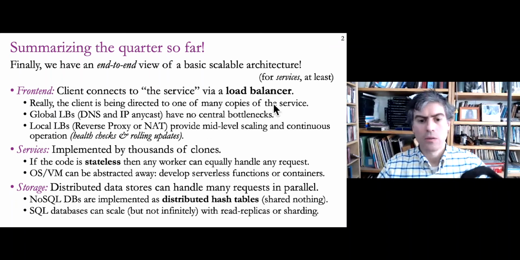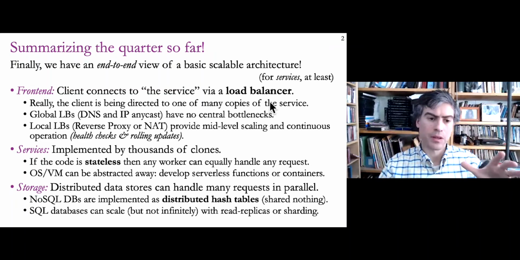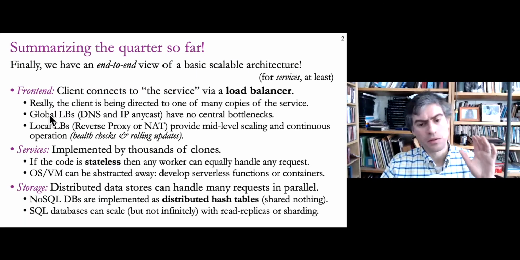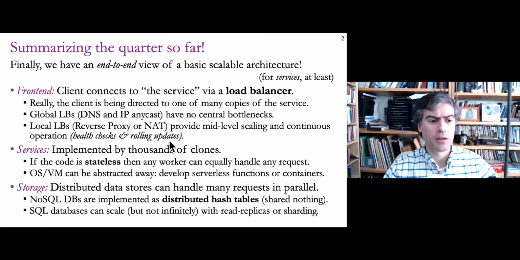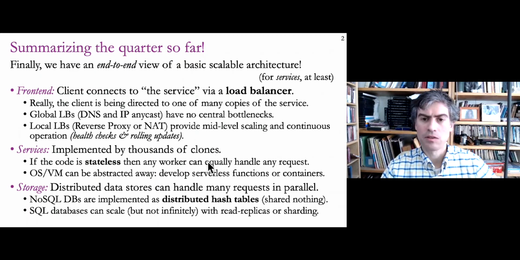On the front end, we have load balancers that can handle a lot of requests, either because they're doing very little work or they're using DNS to globally distribute the connection point of requests to different servers around the world or in a single data center. Those load balancers don't actually do the work of servicing the requests, but just hand them off. They're proxies. They hand off the requests to the service layer, which has thousands of clones of the same application running on different machines.